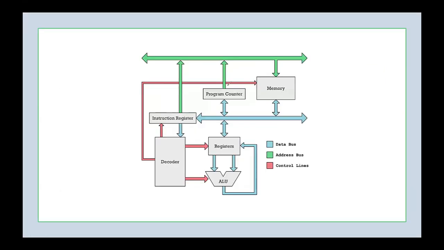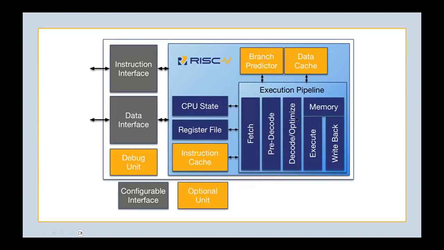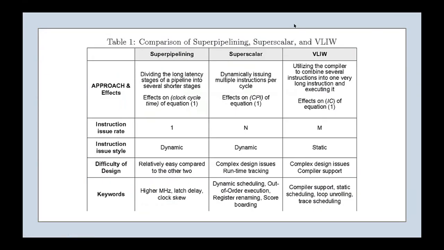And then you have a program counter to point into the memory to fetch an instruction. When you fetch the instruction, you load it into the instruction register, then you decode it, give the control command, and do computation using the ALU. So this is your CPU structure. And this one is a RISC-V CPU structure. And then there are different kinds of CPU. You have super pipelining, superscalar, VLIW. Different approaches to design a CPU.